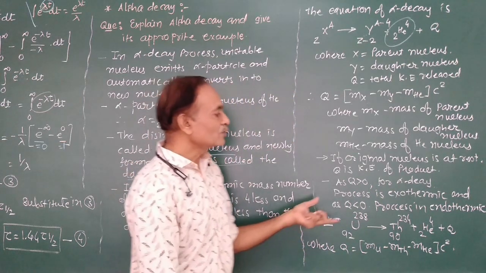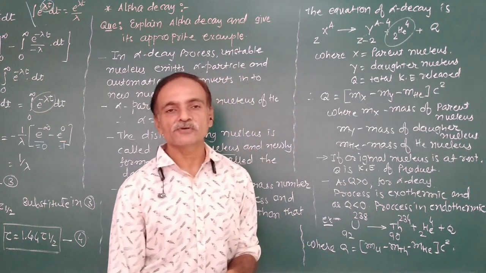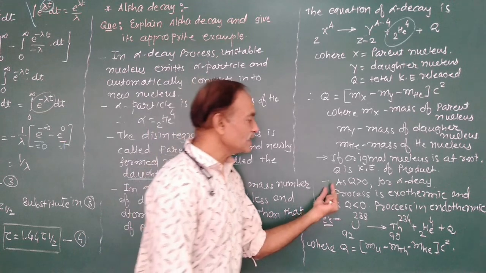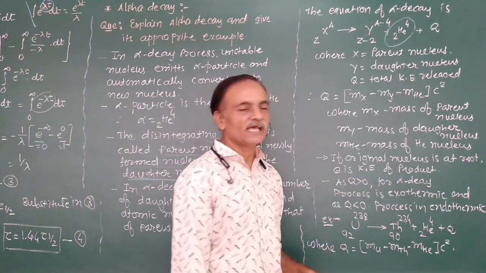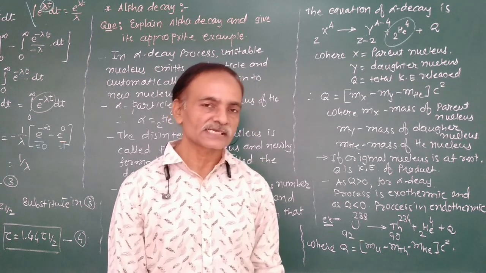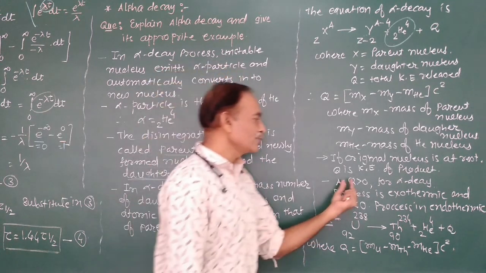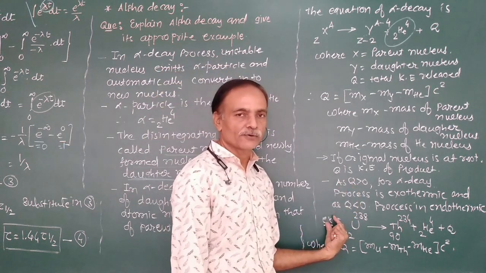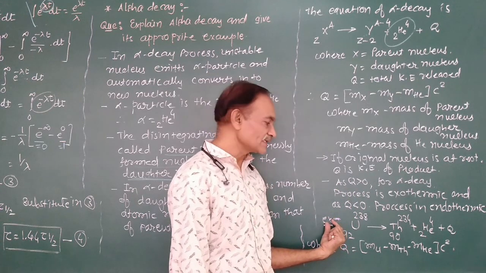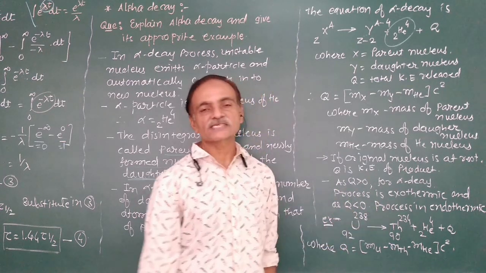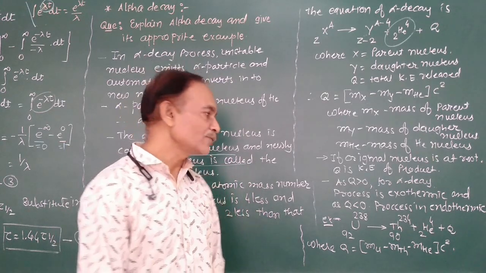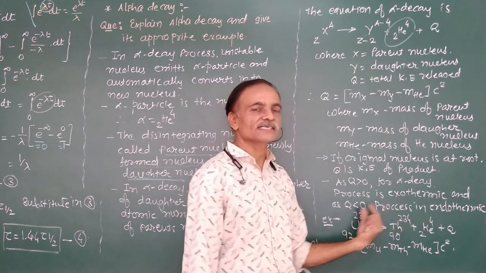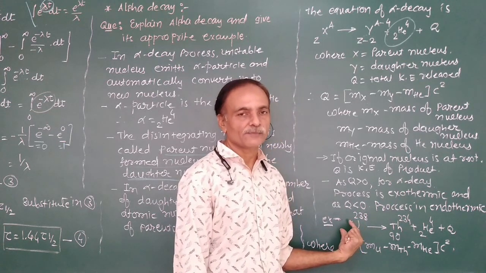Now here two types of alpha decay process take place. If Q is greater than 0 for alpha decay, such a process is known as an exothermic process. And if the value of Q is less than 0, the process is known as an endothermic process.